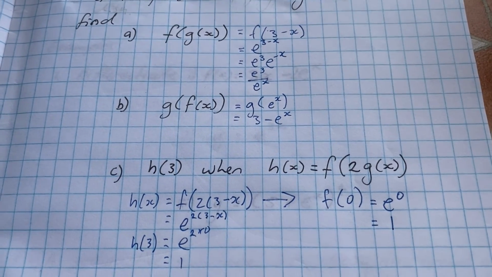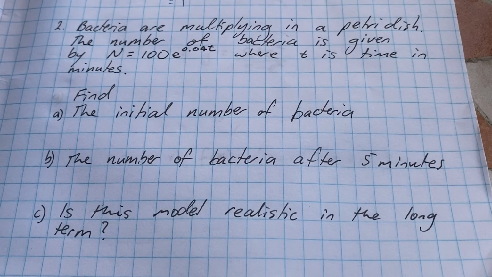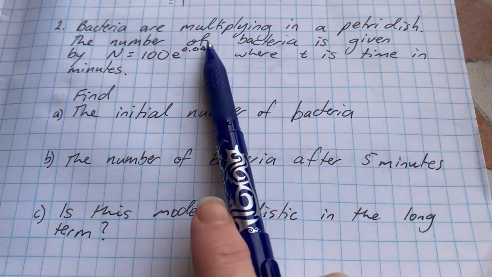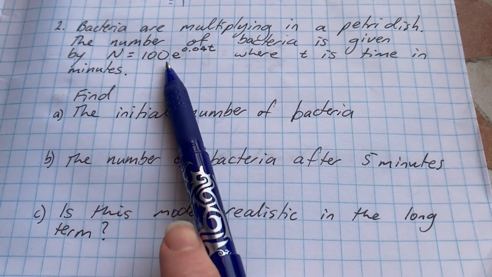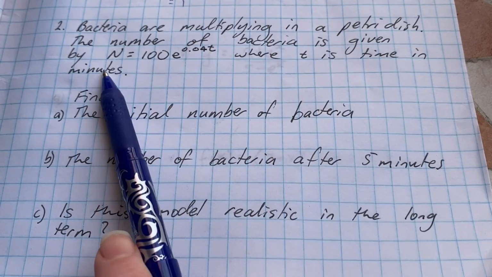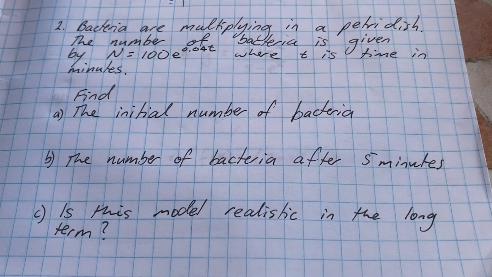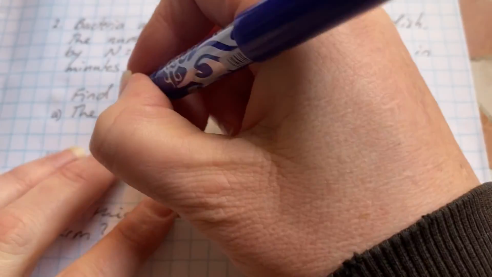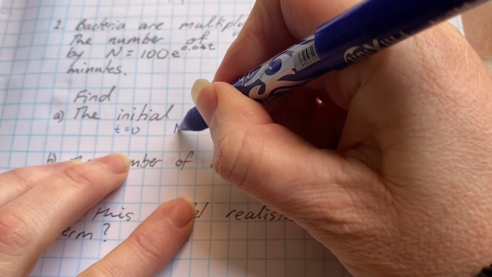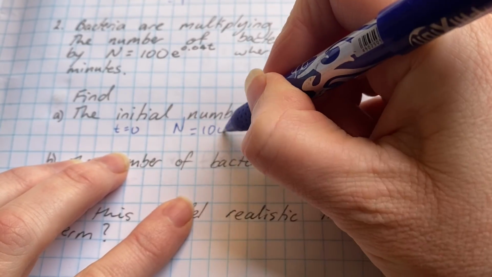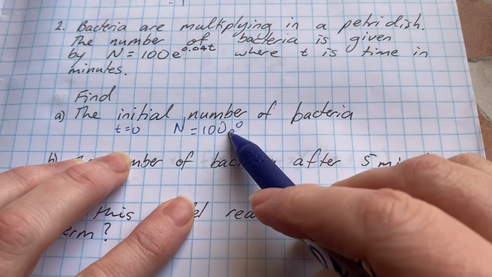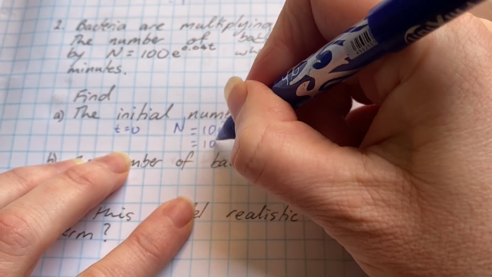So same answer there. In example 2, bacteria are multiplying in a petri dish. The number of bacteria is given by n equals 100 e to the 0.04t, where t is time in minutes. Find the initial number of bacteria. So that's just when t equals 0. So we just plug in 0 into here. So the number would be 100 times e to the 0.04 times 0. e to the 0 is 1, so 100.